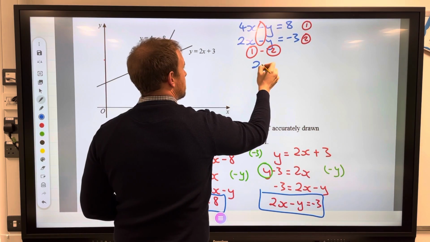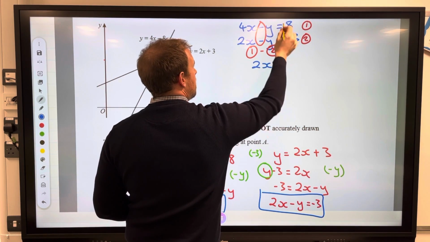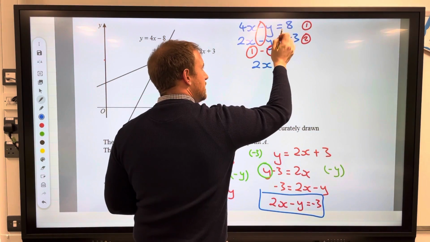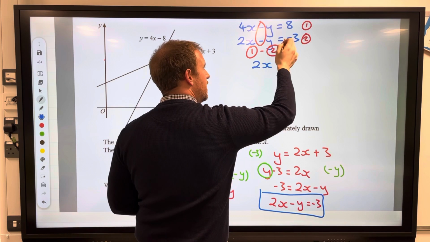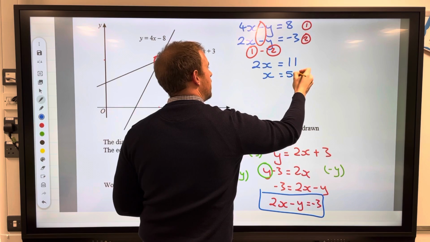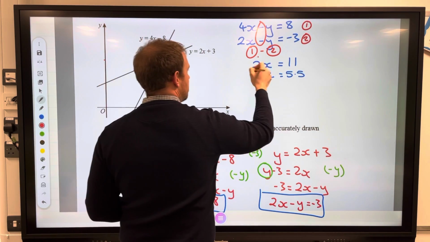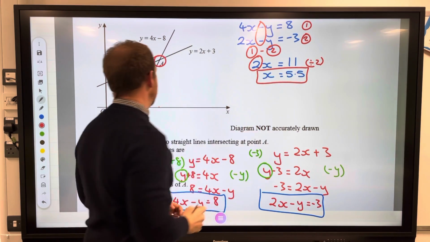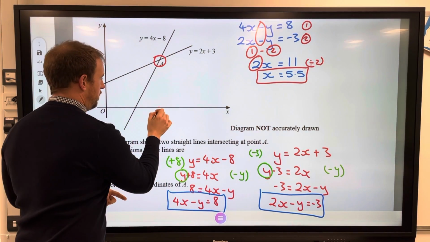4x take away 2x is 2x. 8 take away minus 3. Be careful. 8 take away minus 3. 2 minuses make a plus. 11, so then x is 5.5 because I have divided by 2. So that is my x value, okay, 5.5.